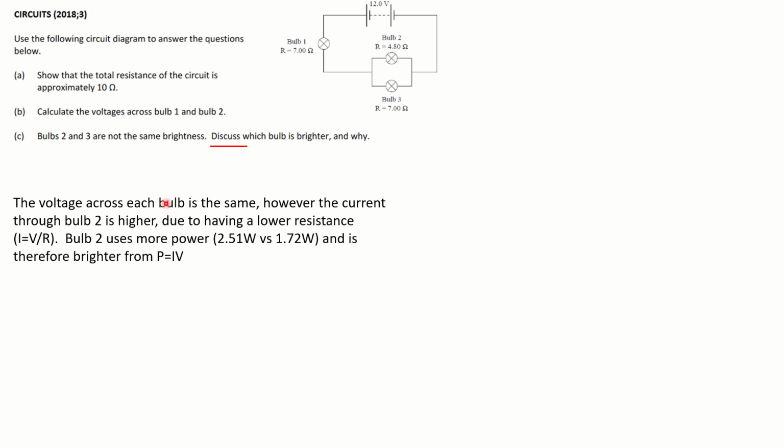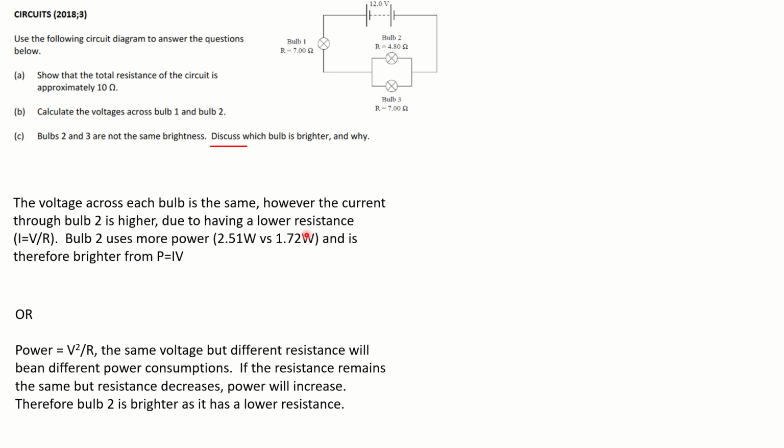And here's a way to describe that. Voltage across each bulb is the same, however the current through bulb 2 is higher due to having a lower resistance. I equals V over R. Bulb 2 uses more power, and you can calculate the wattages but do not need to, and is therefore brighter from P equals IV.